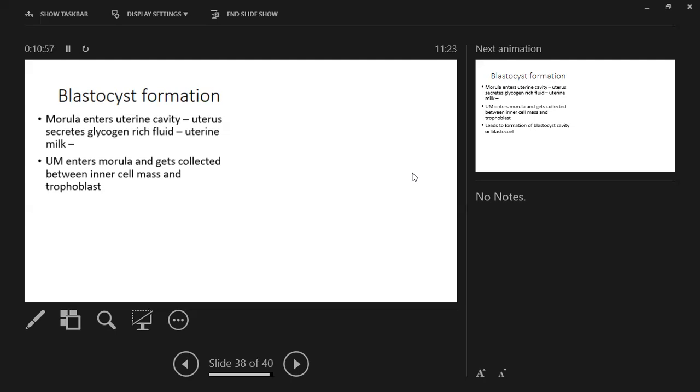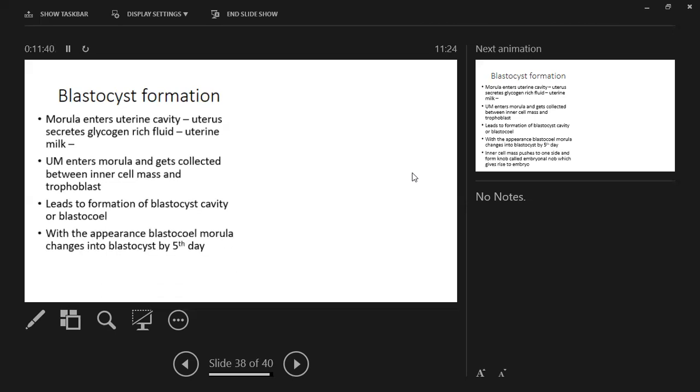So what will happen between the inner cell mass and the trophoblast? There will be a cavity. Because there is a cavity, it leads to the formation of the blastocoel cavity, which is why it is called a blastocyst. Coel means cavity. There is one group called Coelenterata, because they have a body cavity. That's why the word coel comes in blastocyst. So this leads to the formation of the blastocyst.